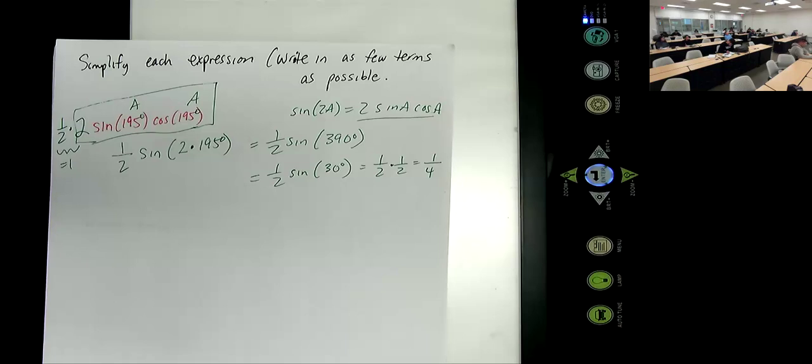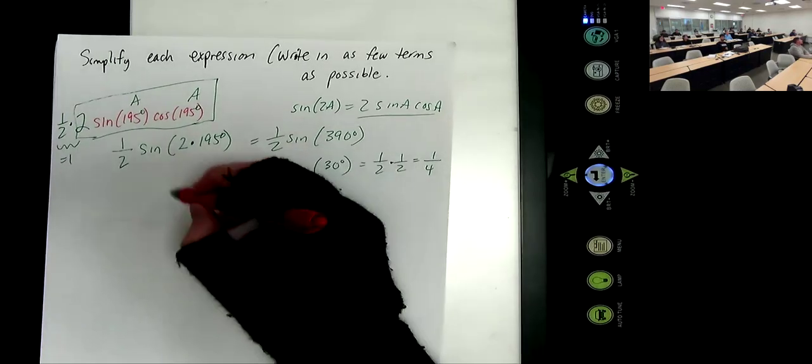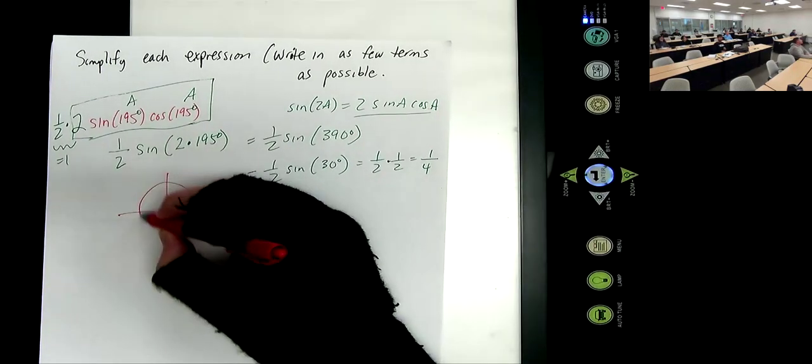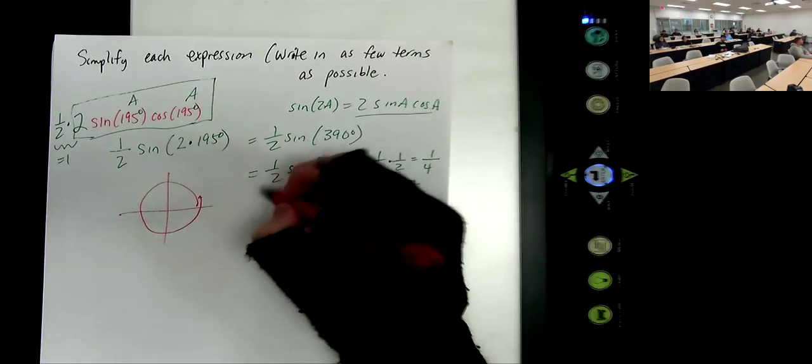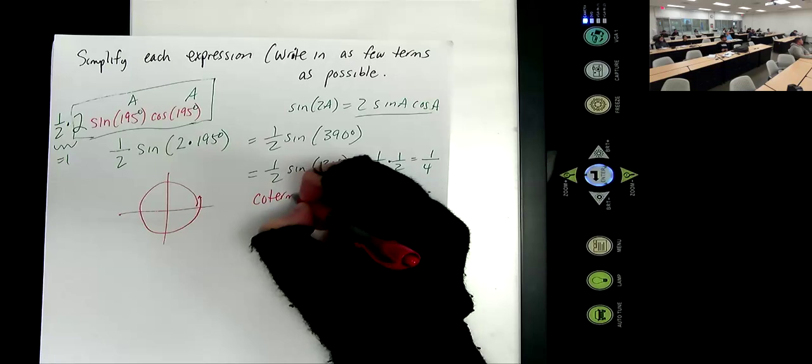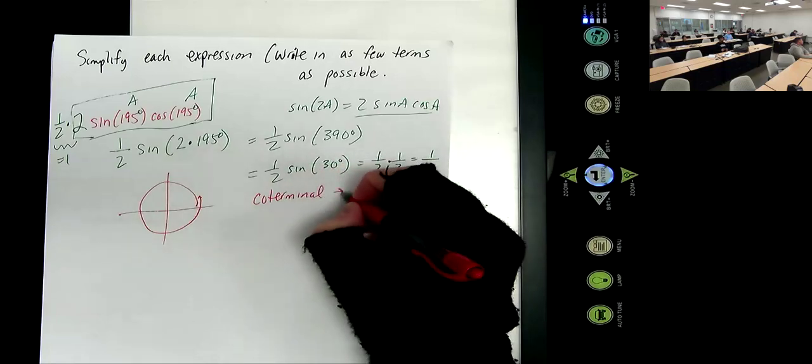So we could disregard the revolution that we did with 360. It's just 30 degrees. Who said 30 and how did you do it? Go for it, Patrick. I just subtracted 360 from 390, because for a value over 360, you can just take it off. They're called coterminal angles. Every multiple of 360 is the same.